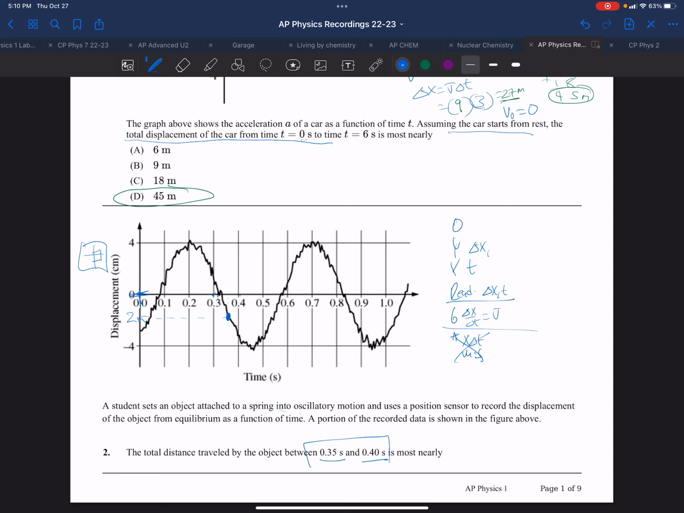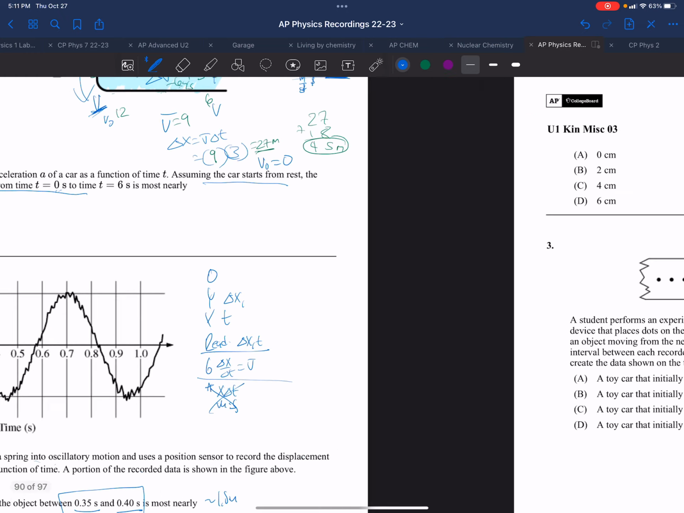And then 0.4 seconds is here. And that we might say is like 3.5. So 3.5 minus 2. So maybe we'll say that the distance traveled by the object in that time is maybe about 1.5 meters. Is what that looks like. Now we look at the choices.